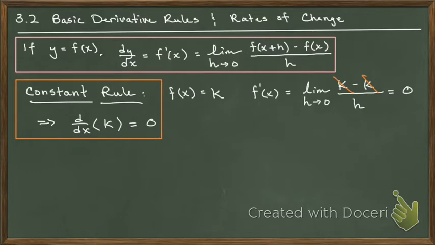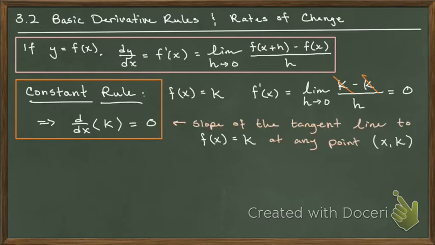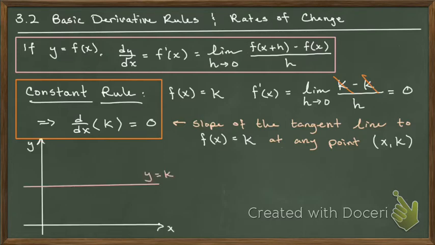Now with all derivatives, this should make sense in the context of the rate of change, and also then the slope of the tangent line. So what I should be able to extract from this is that the slope at any point on f of x equals k is going to be 0. If I draw some constant function here, no matter where I'm at, x or x plus h, I've got a slope of 0. So this constant rule tells me that no matter what, if I'm taking the derivative of a constant, the slope of a constant function is always 0. Easy enough. And again, it comes from the limit definition.